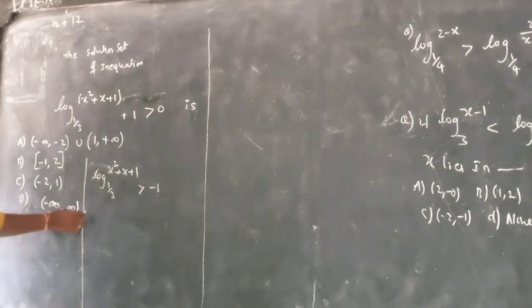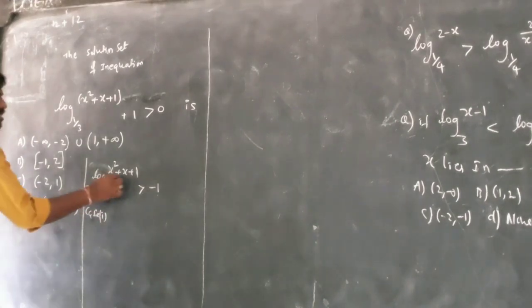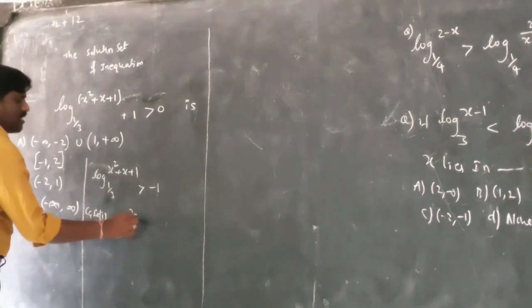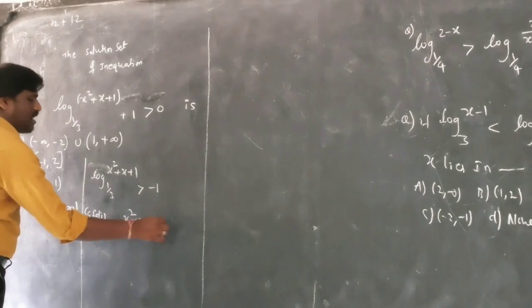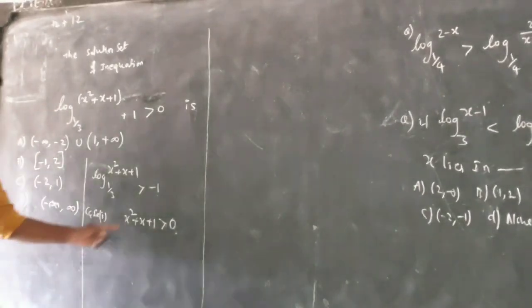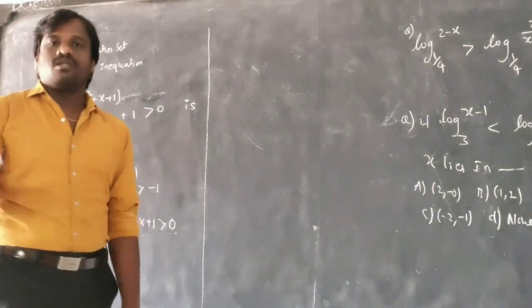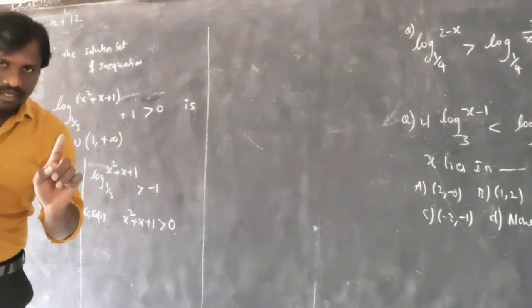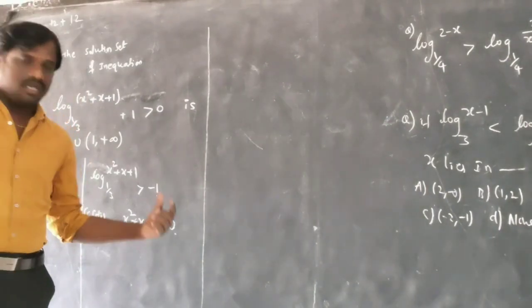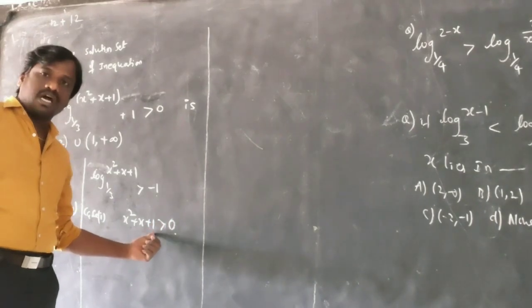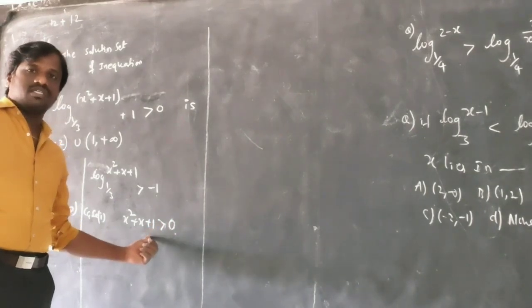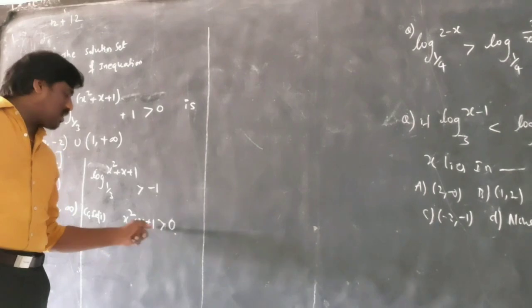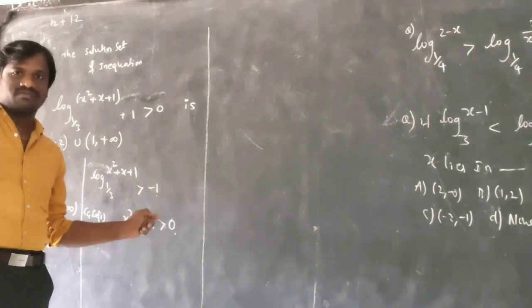The rule for this one is that case 1 is to be checked. What is case 1? x square plus x plus 1 greater than 0. What is the solution of this, that is, what values of x will satisfy this? I already explained this in the baby curve method, for the quadratic equation form. That time I explained how to find the solutions of this.